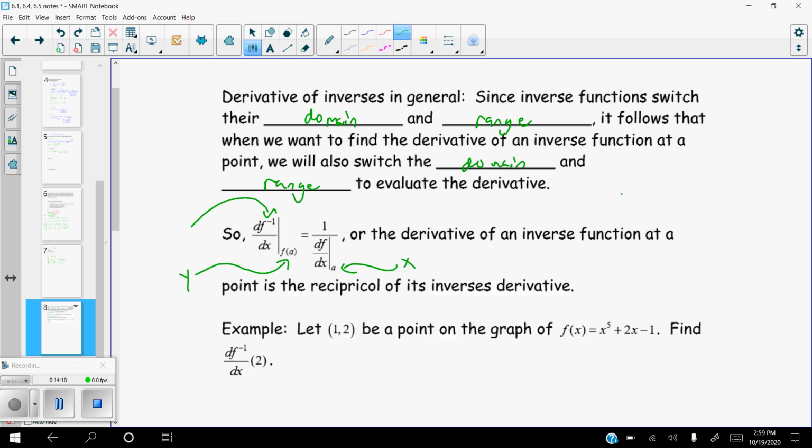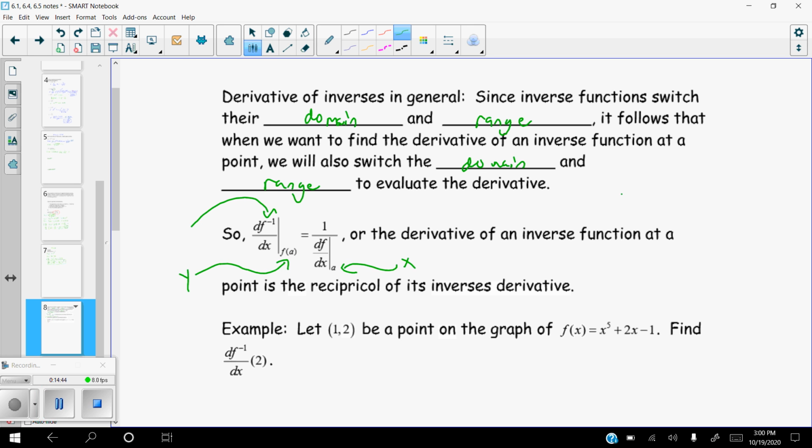Okay, not exactly the easiest thing to see, but basically what you're doing is you're switching the domain and range, and when you're doing the inverses, you're actually going to take the reciprocal of the derivative of the original function to get the derivative of the inverse. The problem is sometimes finding that original function is not so easy to do. Let's at least see one example real quick here of what this could be.